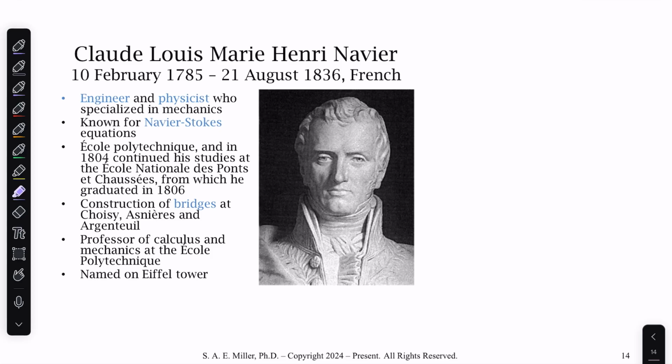He was really an engineer and physicist and a civil engineer who lived between 1785 and 1836. A short life. He's known today mostly for the Navier-Stokes equations. He went to the École Polytechnique in 1804 and studied at École Nationale des Ponts et Chaussées, and he graduated in 1806. And he was known for bridge construction. In this class, I'll try and show pictures, or at least drawings, of some of the bridges he designed.